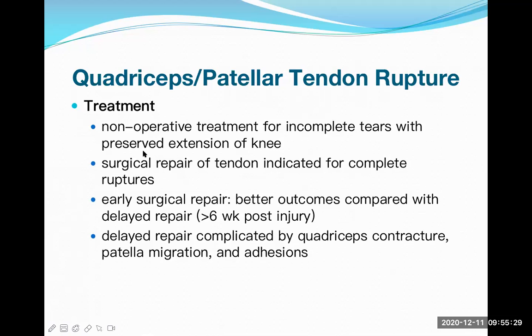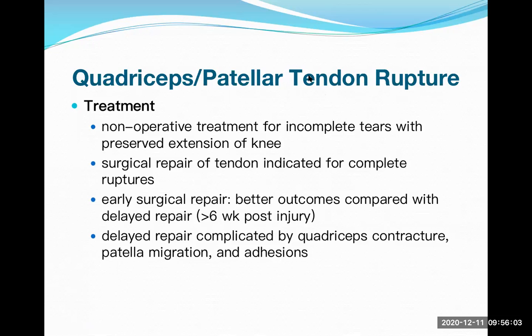And we ask the patient to preserve the extension of the knee, meaning most of the time the person should extend the knee. Then NSAID therapy will be given. That's enough. Surgical repair of the tendon is indicated for complete rupture, isn't it? There's no other way. We need to suture the tendon because it is completely separated. Early surgical repair has a better outcome compared with a delayed repair. Delayed means more than 6 weeks post-injury.